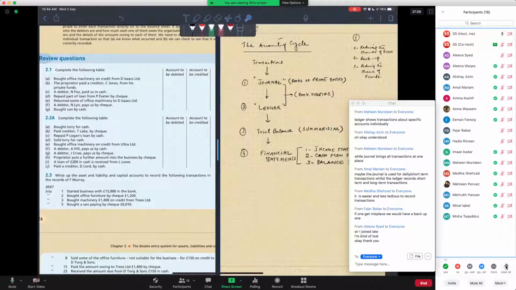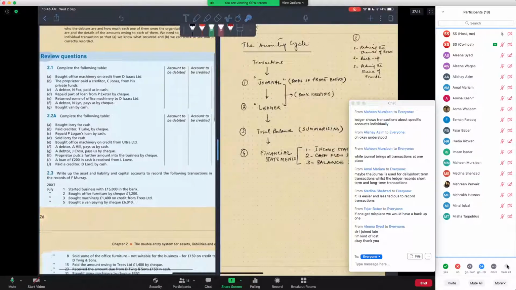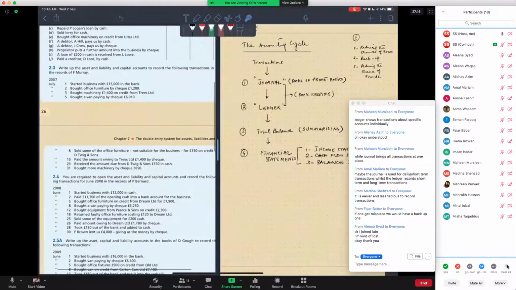Okay, ठीक है, right. Great. So now let's take 2.3. We are given a set of transactions. We have to write up the assets, liabilities, and capital accounts, and we have to learn to record the transaction, even though this particular question requires only the ledger.